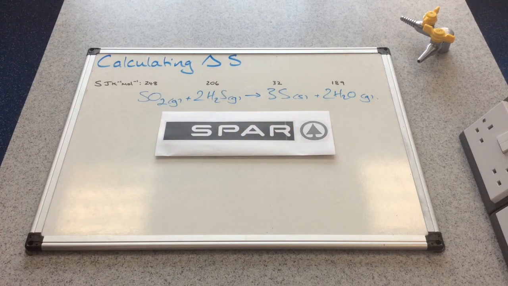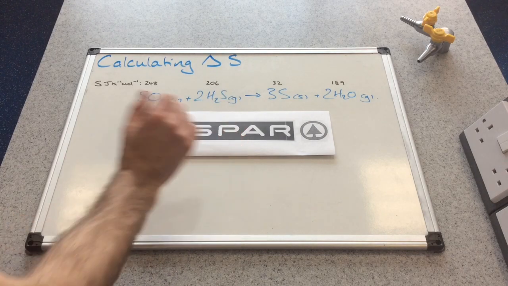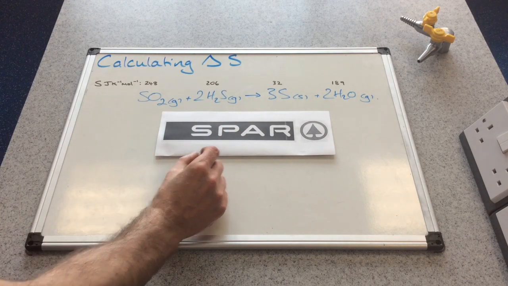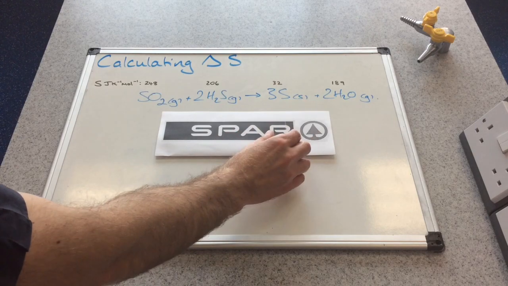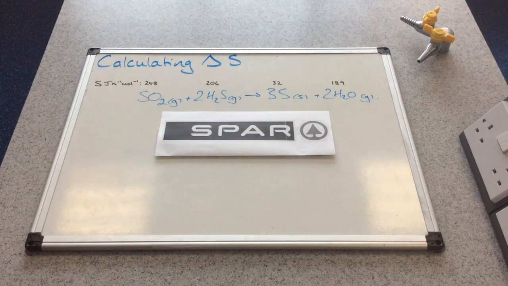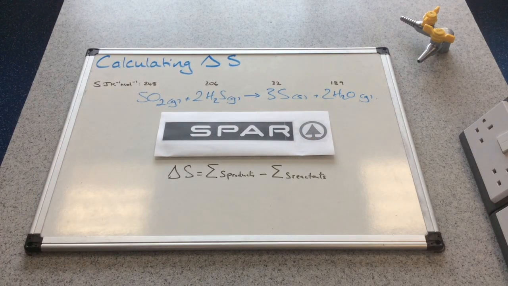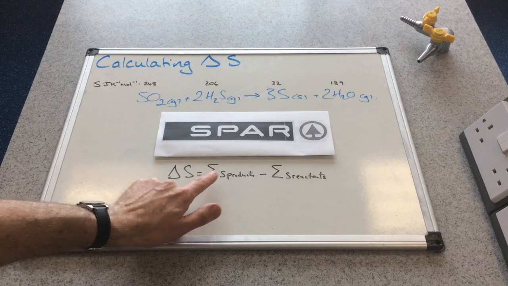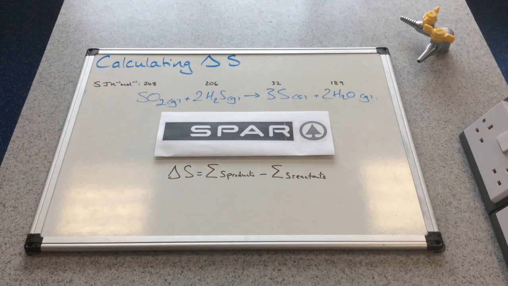And so to calculate the entropy change in a reaction, you take the sum of the entropies of the products, and from them you subtract the sum of the entropies of the reactants. So as an equation or a formula, that's how you would write that. So these sigma signs here stand for the sum of. And if you want to have a go at that yourselves now, pause the video and then I'll run through the answers.